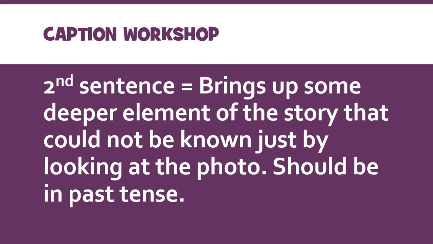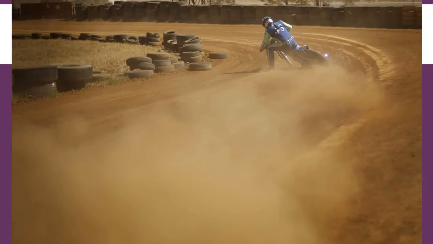So let's look at some examples here of some good captions written for some interesting photographs. I pulled these from a photo story of some guys in South Africa who do dirt bike oval racing, which is a very weird and dangerous sport. And so here we have a photograph of a guy going around a corner on a dirt bike. Nice cloud of dust kicked up behind him. Kind of an interesting photograph.